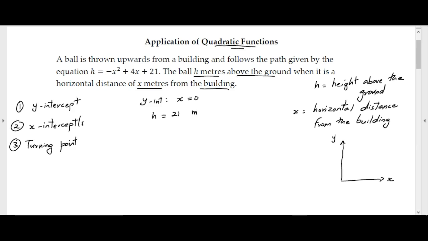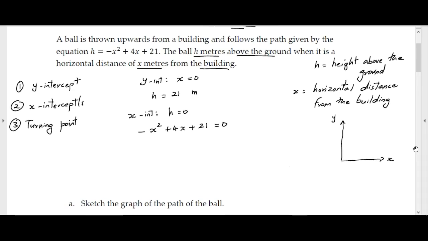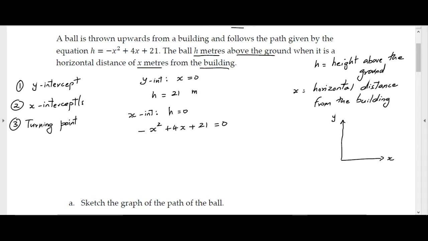Now let's go ahead with our x-intercepts. So working out our x-intercept, we make y, which is h, as 0. So we have minus x squared plus 4x plus 21 equals 0. Now in order to factorize this quadratic function, I need to first get rid of the negative in front of the x squared. So I'm going to take a negative outside, which means I'm now going to have x squared minus 4x take away 21 equals 0. Now I have the value for a as 1, b as negative 4, c as negative 21.